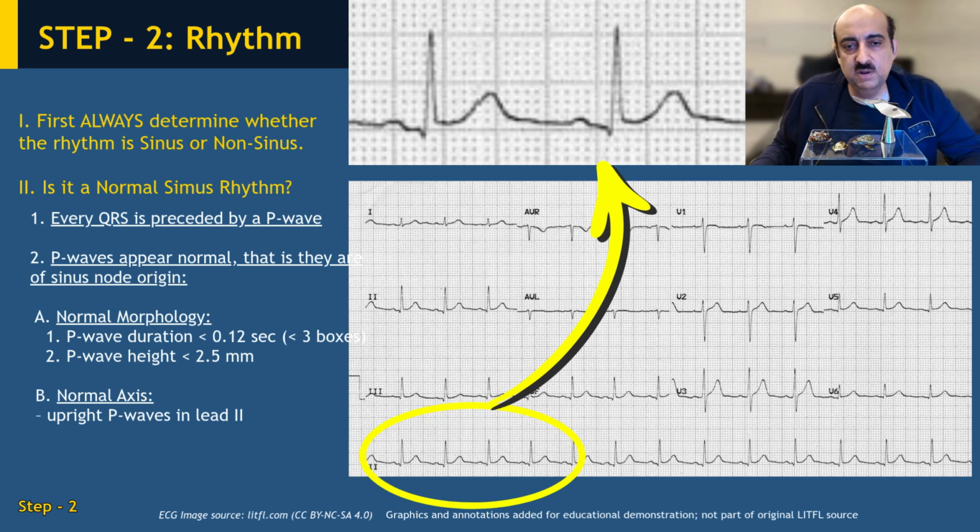So on this slide, this is the classic example of a normal sinus rhythm. If you look at lead 2 at the bottom of the ECG, the source is from the Life in the Fast Lane website, with thanks and acknowledgement. So there is a P wave, which is of normal duration and morphology, and it's followed by a QRS. So every P wave is followed by a QRS complex, which means it's a normal sinus rhythm ECG.